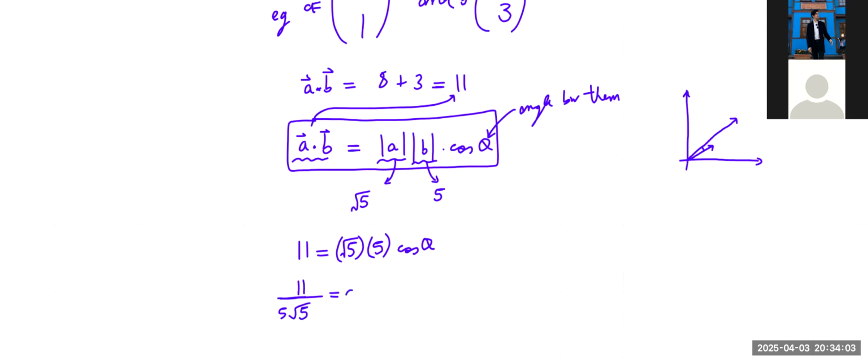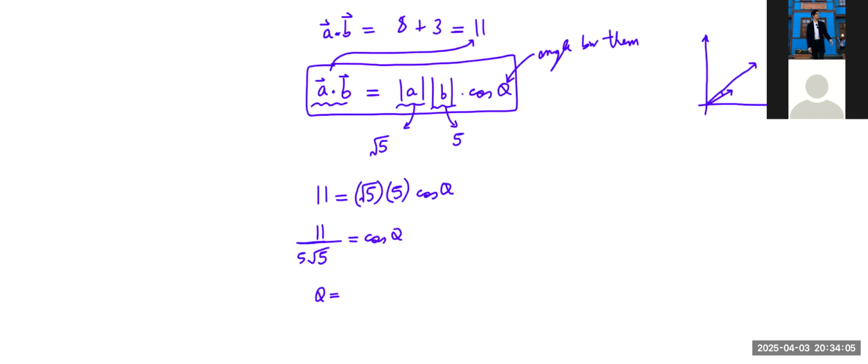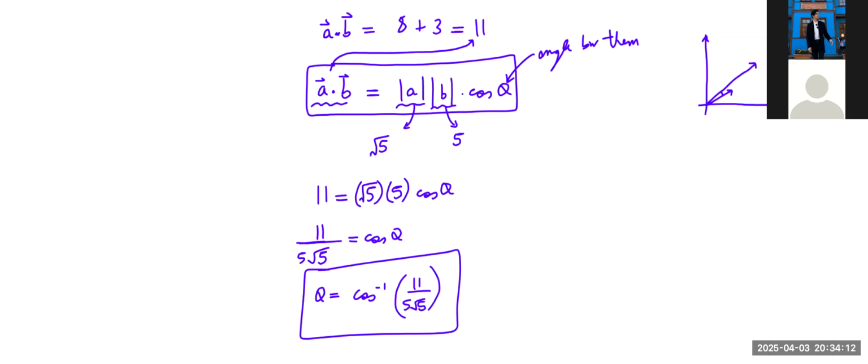And finally, theta will simply be the cosine inverse of 11 over 5 root 5, which tells you the angle between the two vectors directly. Okay? Got it.